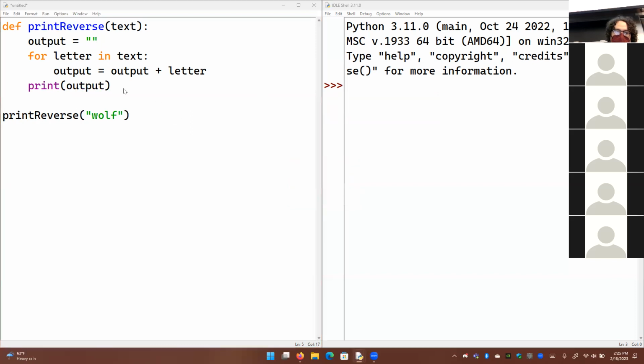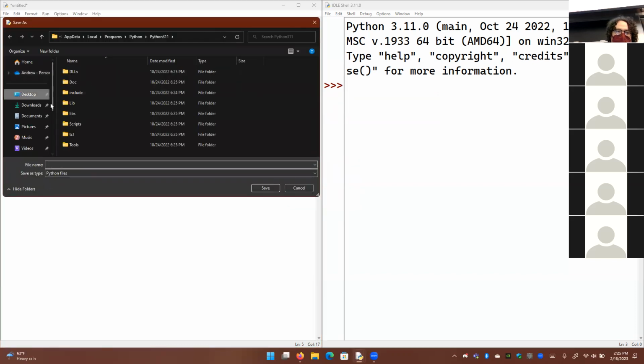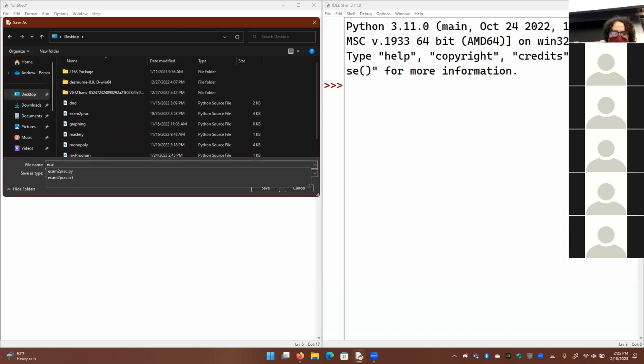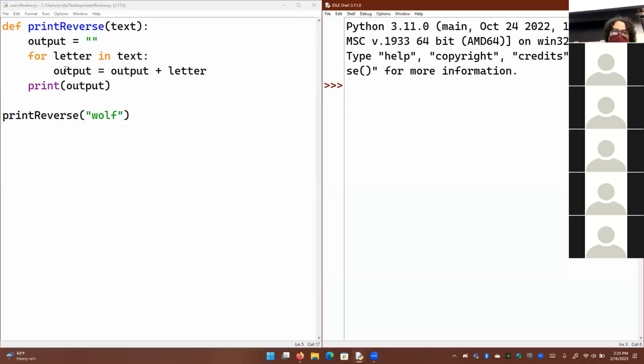Source must be saved. Yes, it must be saved. I'll go ahead and put it on my desktop. Exam review. Okay, there's wolf, and it gives me wolf.